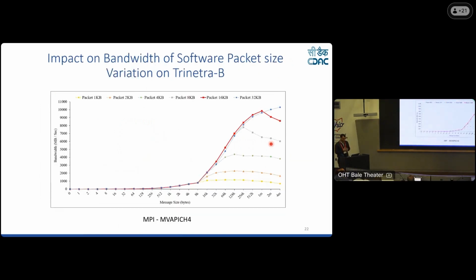During stack features, I talked about two configurable parameters. One was software packet size. In this slide, you can see how the different values of software packet size are affecting the bandwidth for large length messages. Here the software packet size starts at 1K and goes up to 32K. You can see the larger packet size is giving better performance for large length messages.